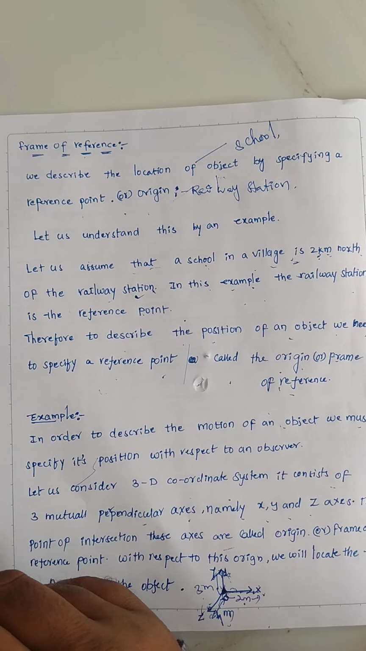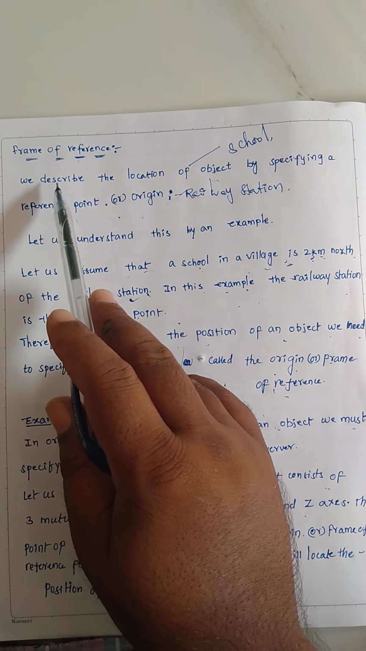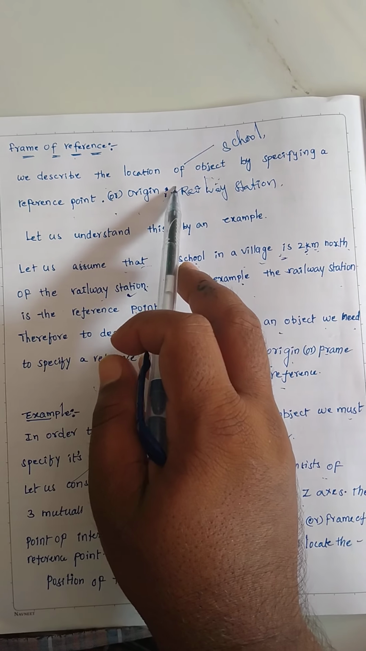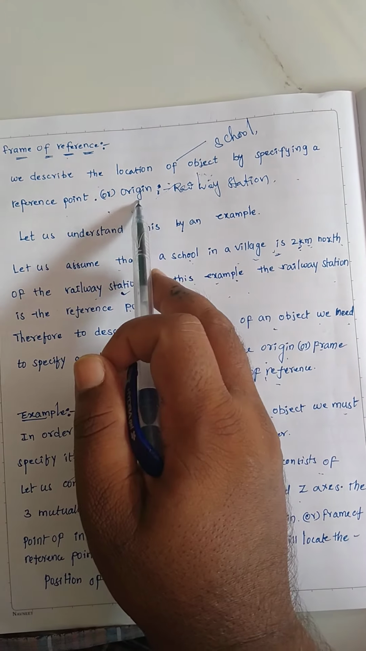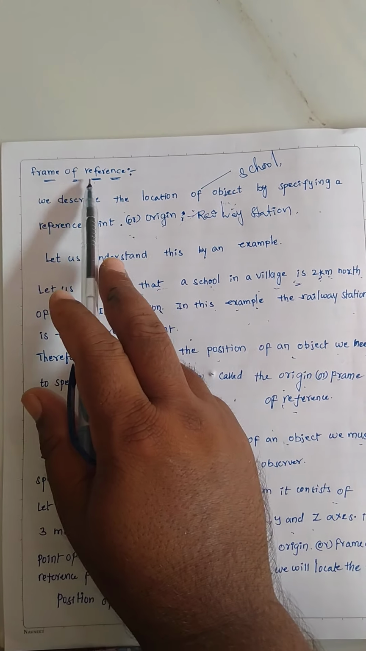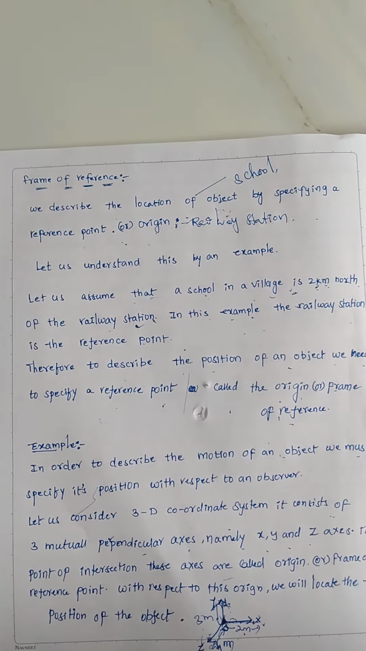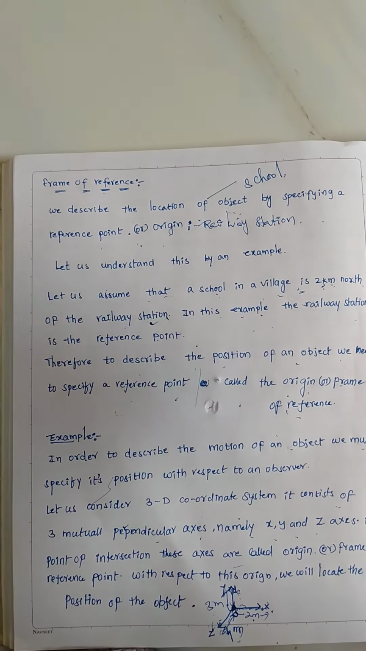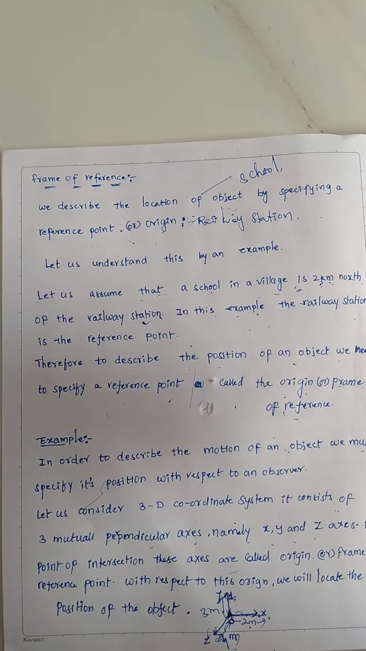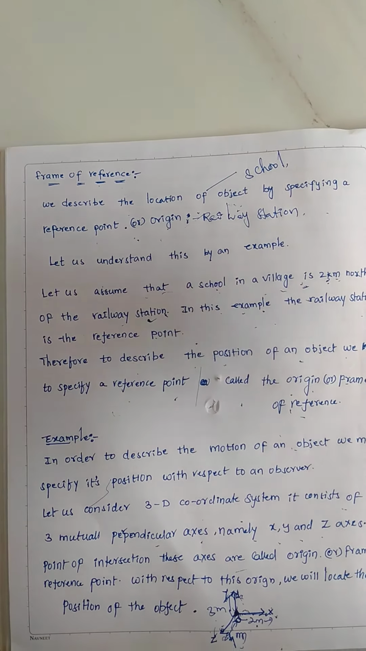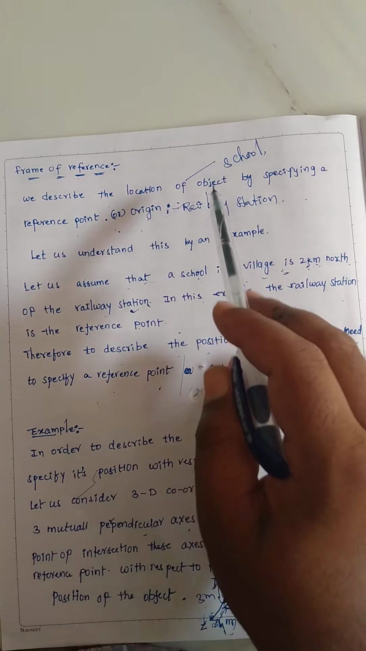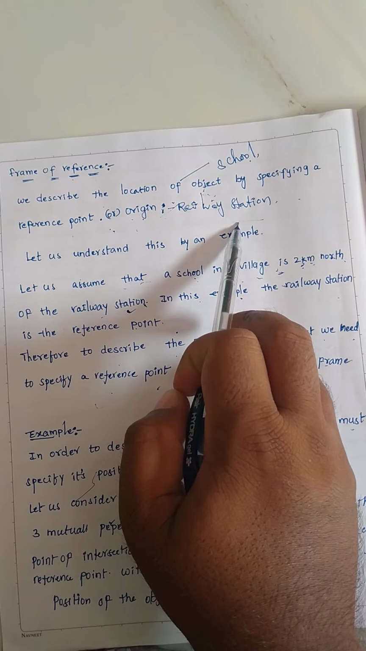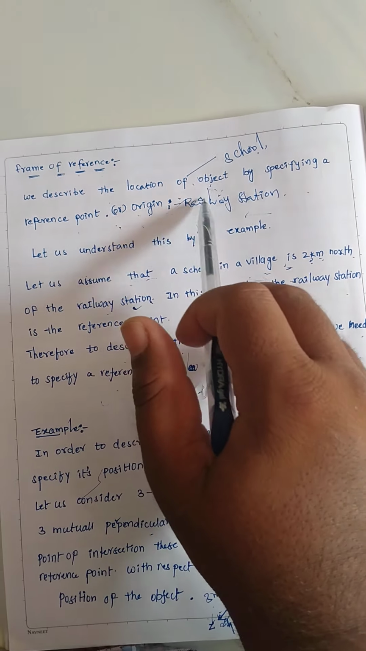So directly we are saying, frame of reference is nothing but describing the location of an object, or describing the position of an object, by specifying an origin or reference point. To describe the particular position or location of an object, we choose this frame of reference, or we call it a reference point also. Here the location of the object is the school and the reference point is the origin. With respect to the railway station, our school distance is 2 kilometers.